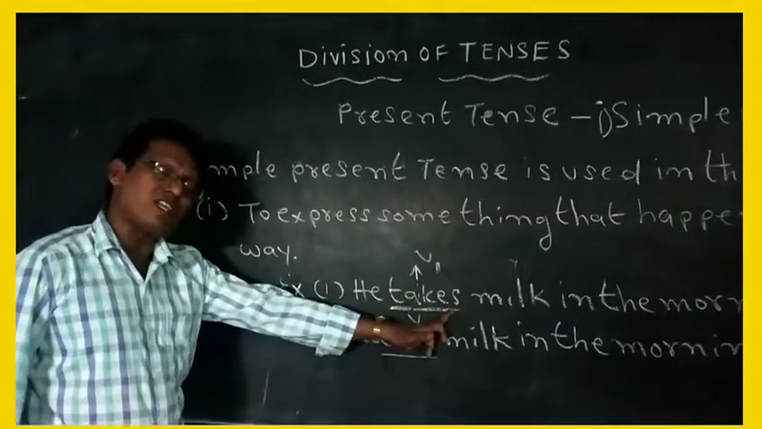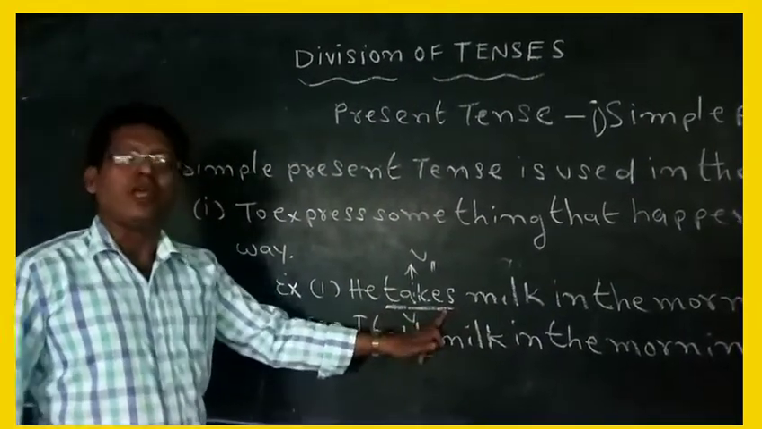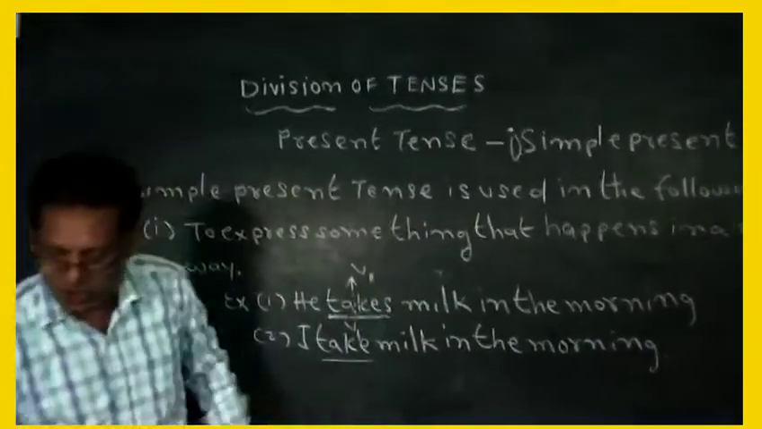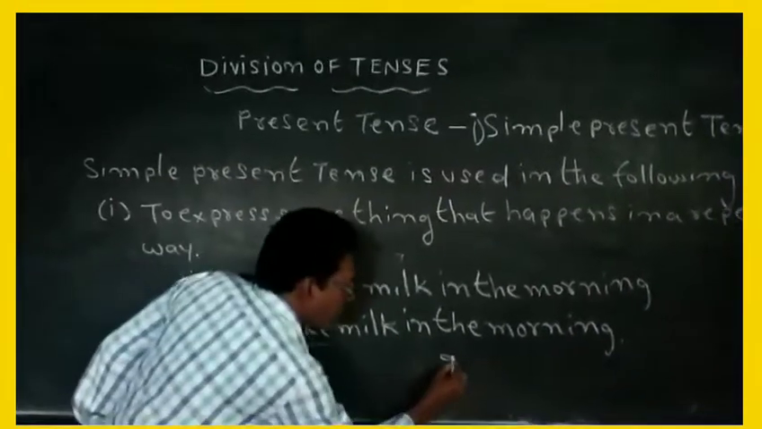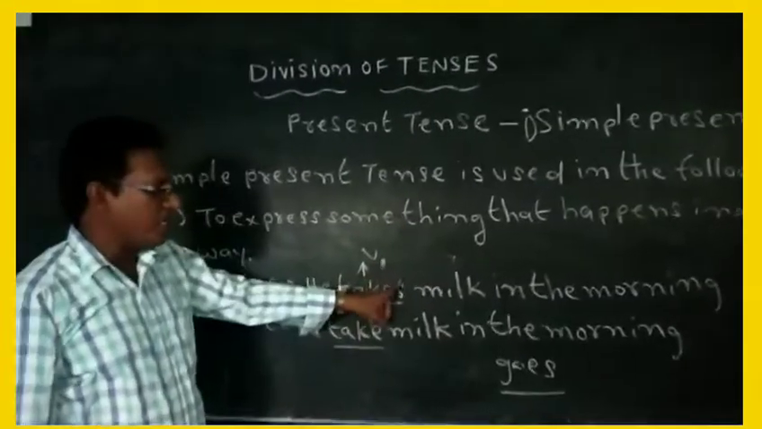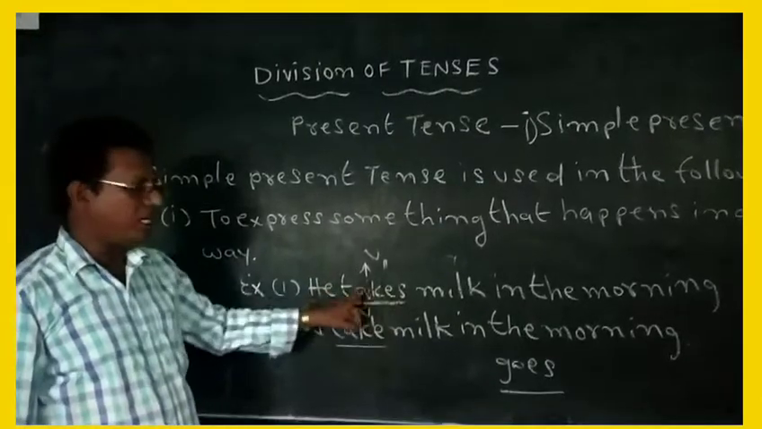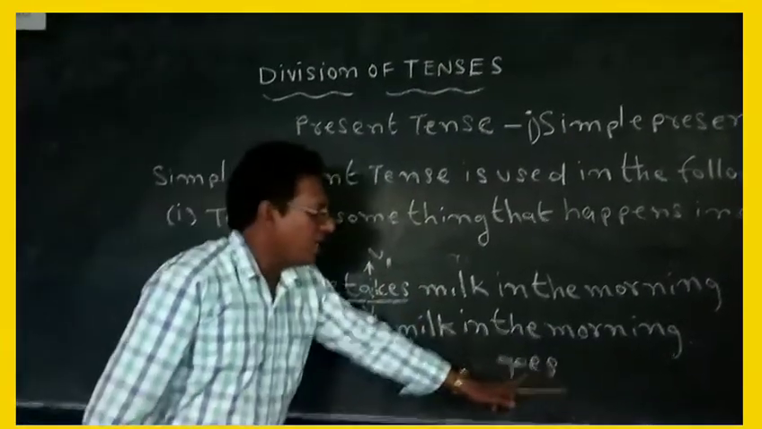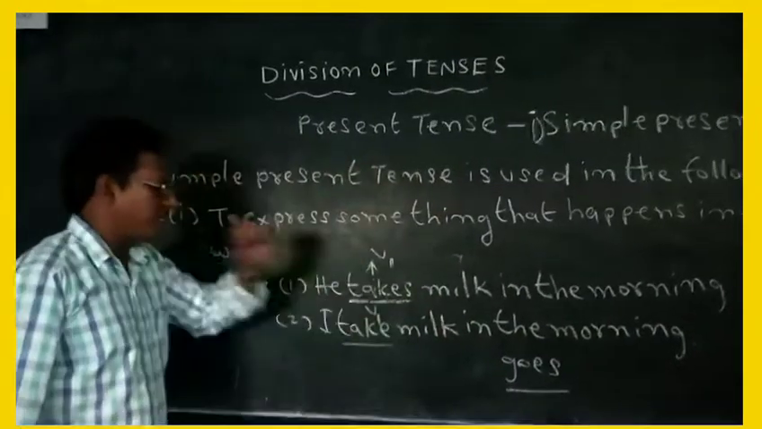You must add S or ES. For example, he goes to market every day. There we add ES: goes, he goes. In simple present tense, for third person singular like he, she, it, or some name like Anthony or Arjun, we add S or ES. This is simple present tense.